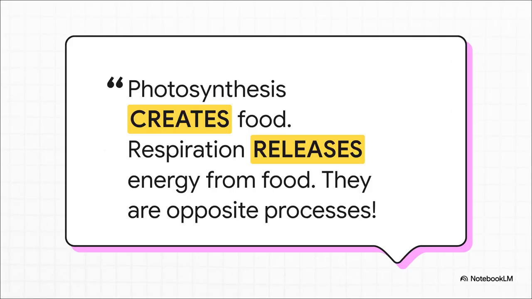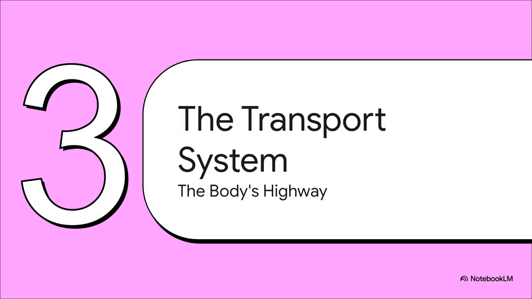You have to lock this into your brain. One process uses CO2 and water to make glucose and oxygen. The other one uses glucose and oxygen to make CO2 and water. They're a perfect cycle. One makes the fuel, the other one burns it. Simple as that.